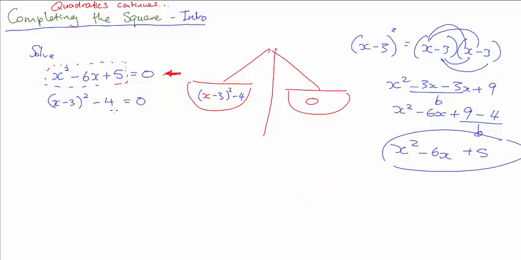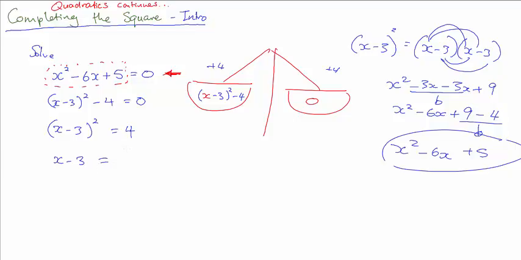There's a few things to be careful of though. So the first thing, we add 4 to each side. Hopefully you can see that now this becomes x minus 3 squared equals 4. The next step is to square root both sides to get rid of this square.